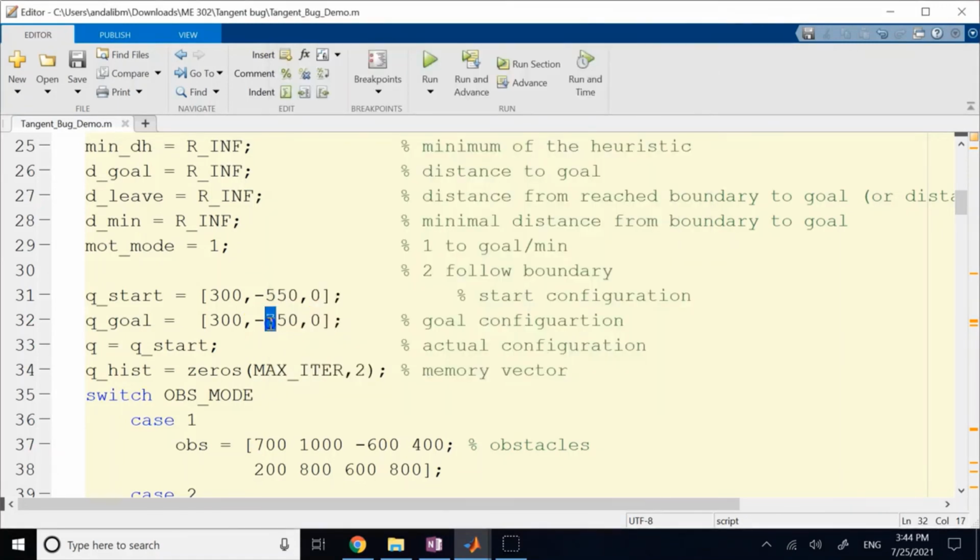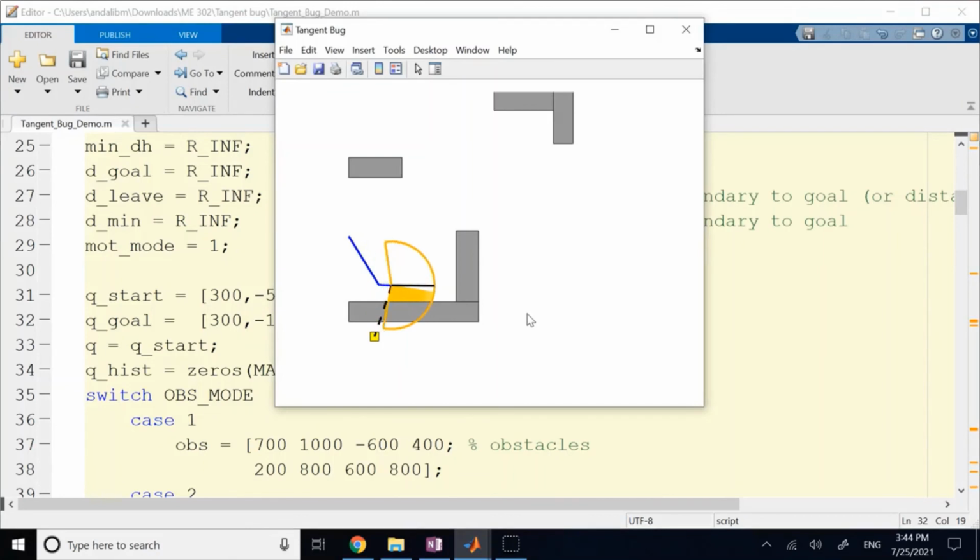So I need to go quite further down. Let's see. This is further. There we go. You see, this dashed line is dleave. That's what it is calculating. Now it goes to it.